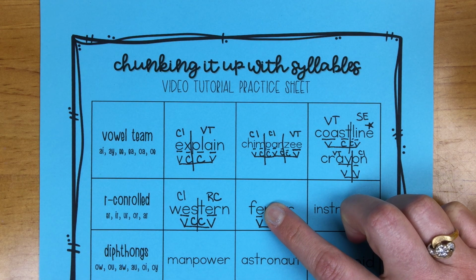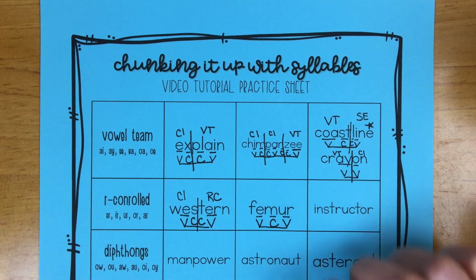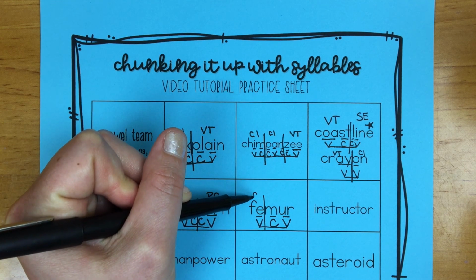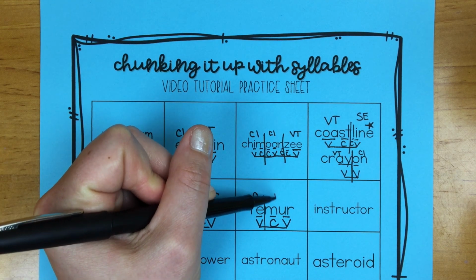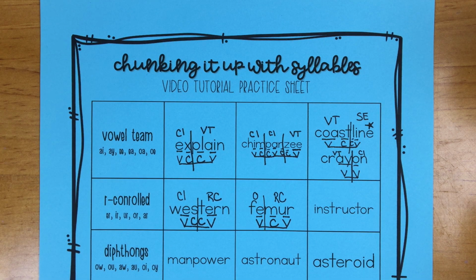Is it going to be femur or femur? Femur is a word that I know. This one is open, and this one is an R controlled. Go ahead, pause your video to try the next one on your own, and resume again when you're ready.